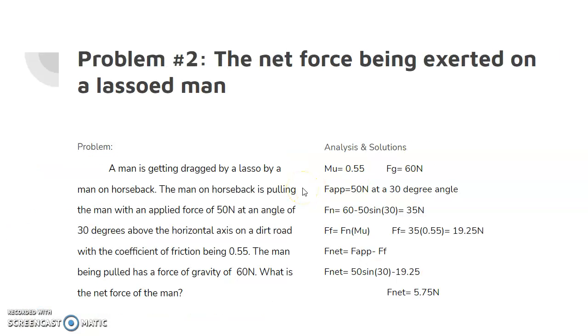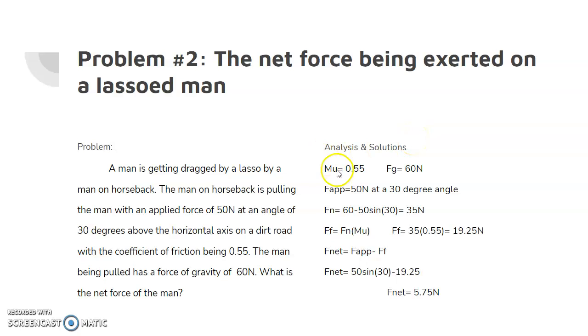So let's see the problem. A man is getting dragged by a lasso by a man on horseback. The man on horseback is pulling the man with an applied force of 50 newtons at an angle of 30 degrees above the horizontal axis on a dirt road with a coefficient of friction being 0.55. The man being pulled has a force of gravity of 60 newtons. What is the net force of the man being pulled?